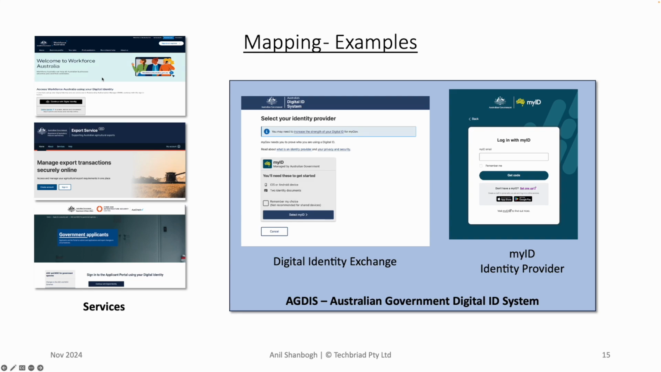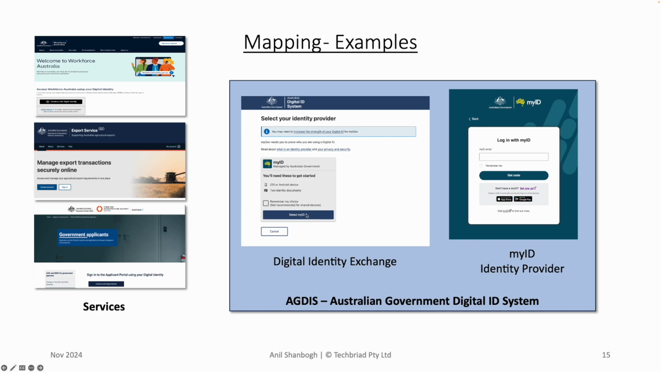So I've pasted some screenshots here. These are the different relying parties or the IT services that we want to access, in this instance Workforce Australia or Department of Defence, or something else, for example. And you see a button there, Continue with Digital Identity. I click on it. I come into something called an identity exchange, which is displayed here in the screenshot, which lists out all these different identity providers that will be registered. Currently, myID is the only one, but in the future there would be multiple options, private or government.